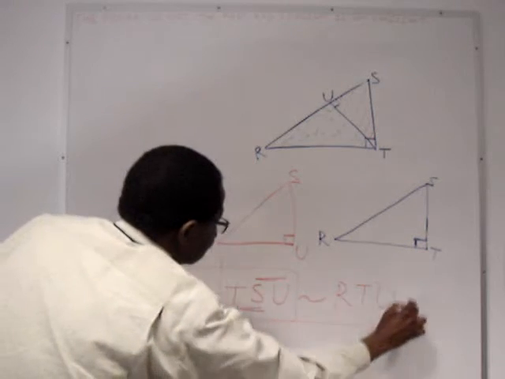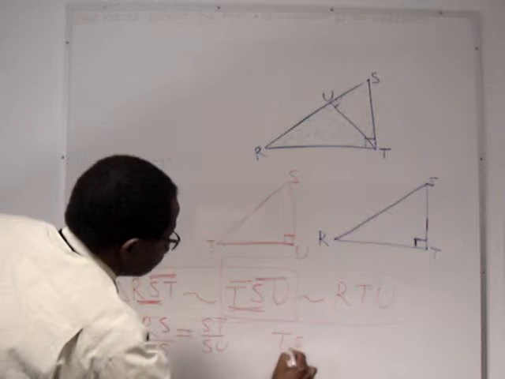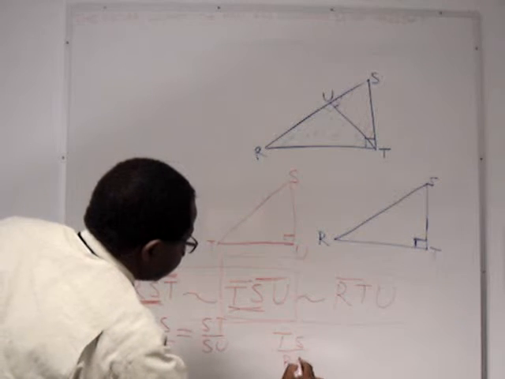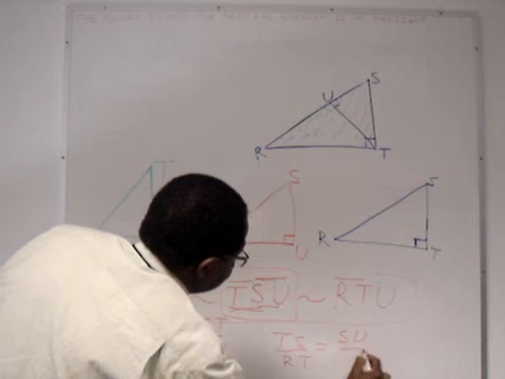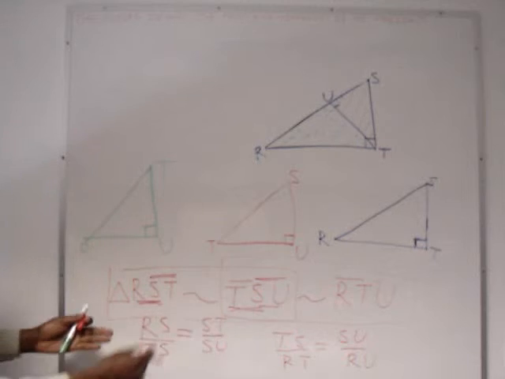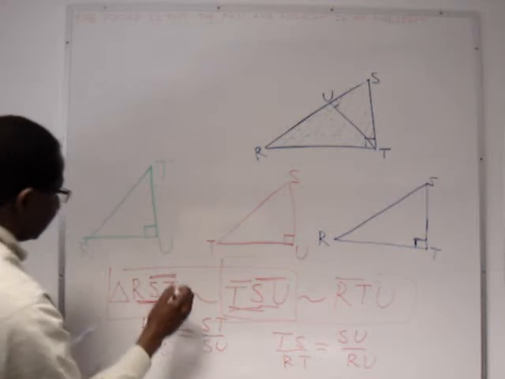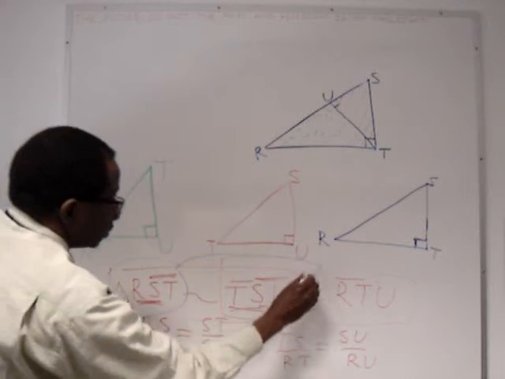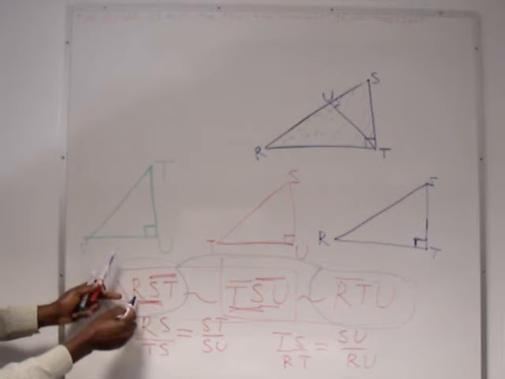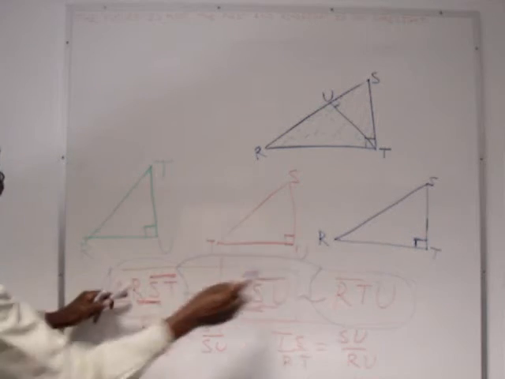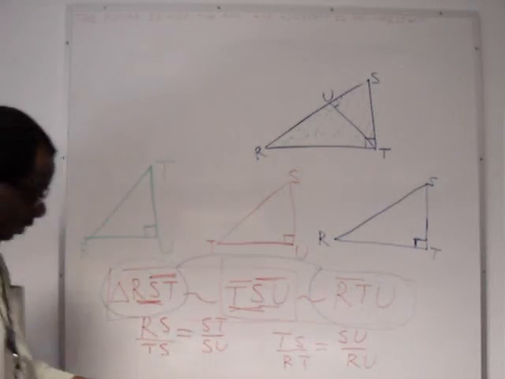Now we can also take these two together, and so for example, we'll be able to say TS over RT must be equal to SU over RU, and so on and so forth. Remember, because these two are also similar to one another, the first and the last one, you can do something similar. That will be RS over RT equal to ST over TU. Okay? I hope that's clear.